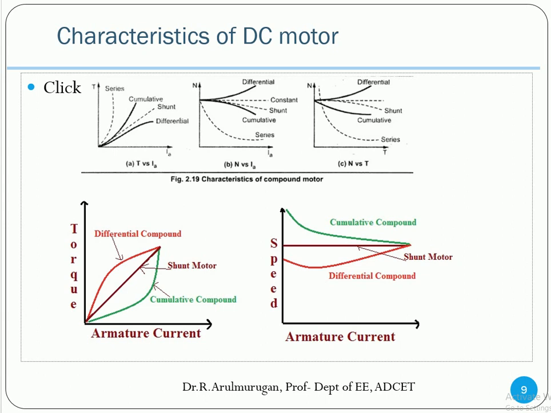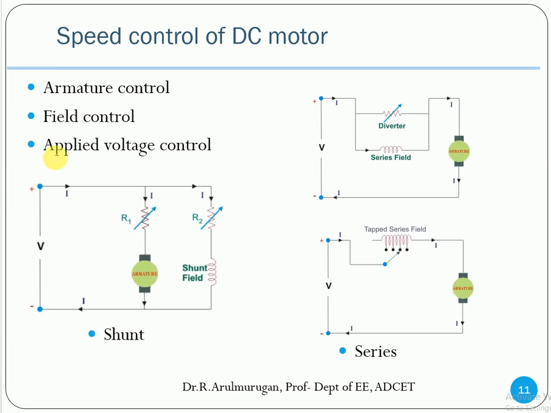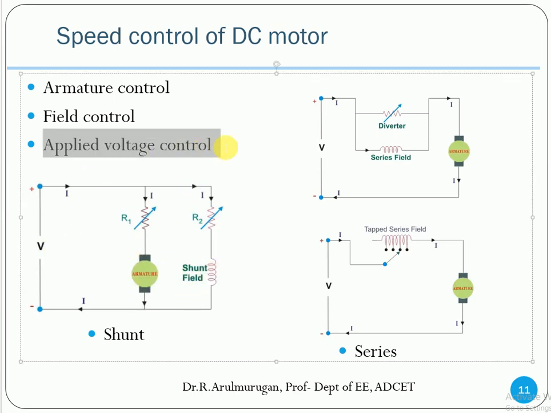Then the next one is speed control. Generally there are three types of speed control method. One is the armature control method, the second is the field control method, and the third is the applied voltage control method. If the source voltage is reduced, automatically the flow of flux into the armature as well as the field is reduced, so the torque is reduced and the motor speed is reduced. This method is called the applied voltage control method.